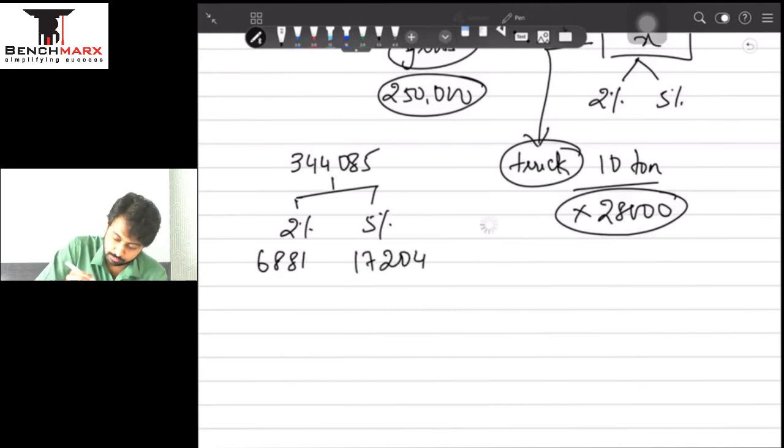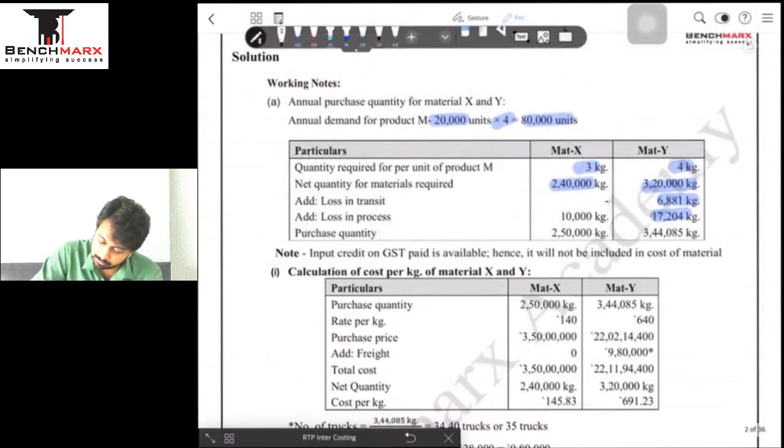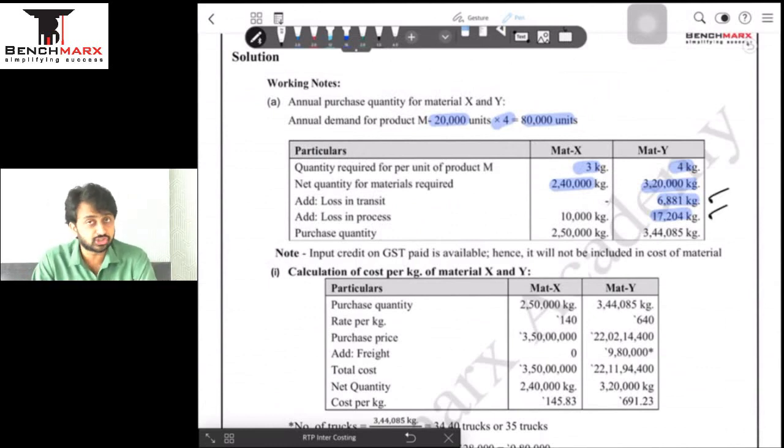17204, and this should be 6881 and 17204. This is how we get the input losses, and this is my 344085. This is my gross purchase of material Y. Out of 344 purchase, 17 is lost in process, 6881 is lost in transit, and I will have net 320 in my hand, which is going to be a part of my finished goods.